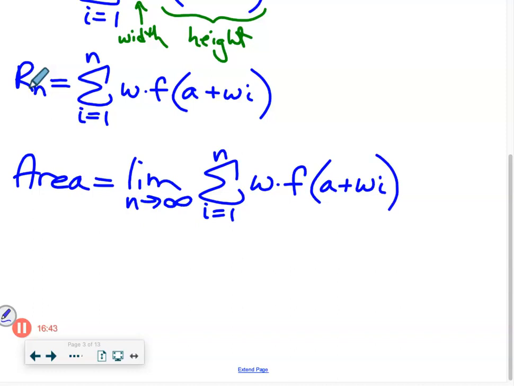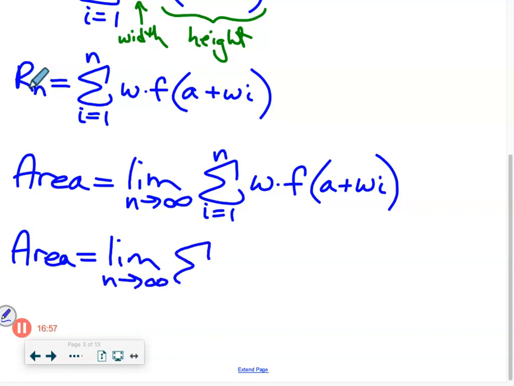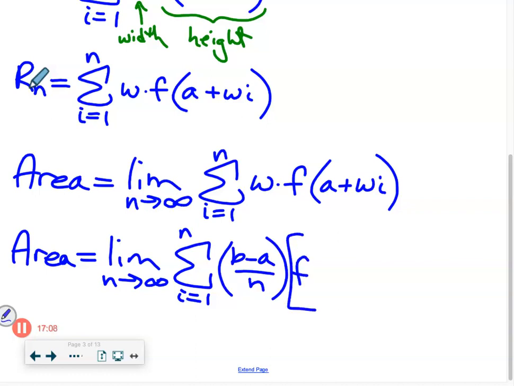Now I'm going to write this out nicely. There's like 14 different ways to write this. The way you write it with all correct mathematical notation is you have your width, which is b minus a over n, times, I'm going to put a big bracket here, f of left endpoint plus b minus a over n times I.